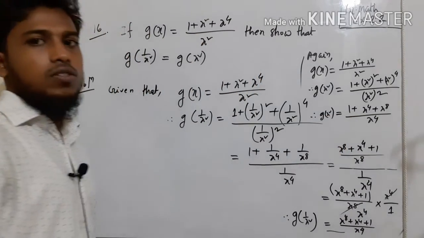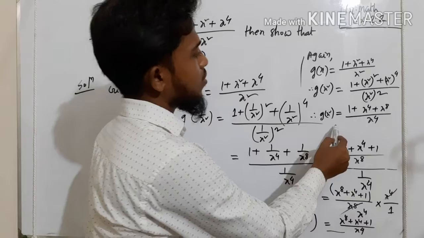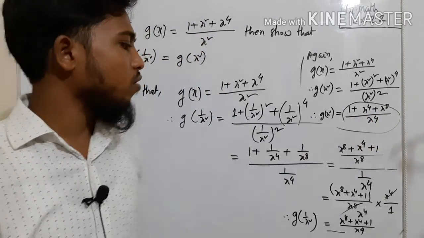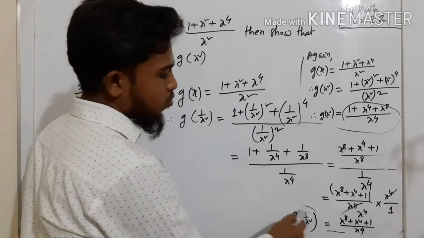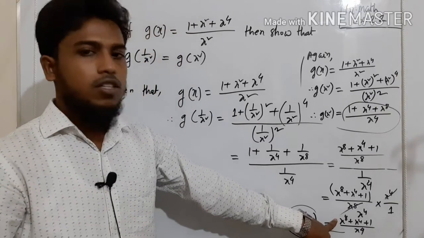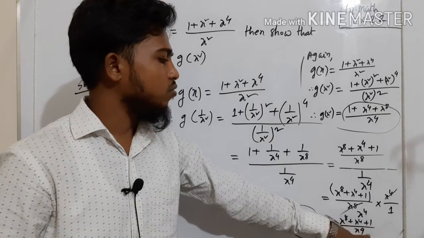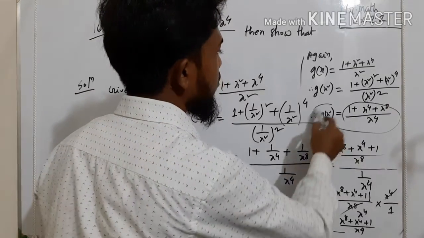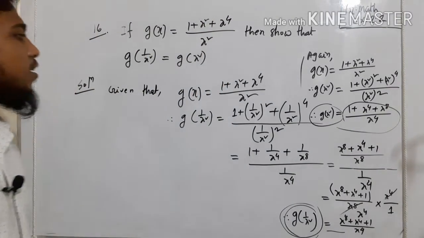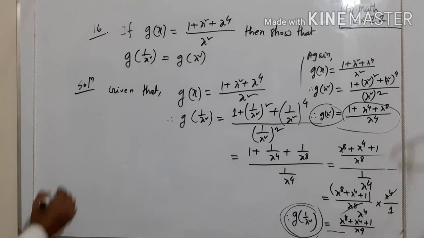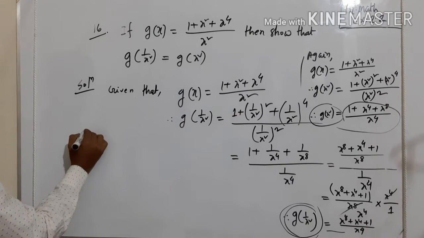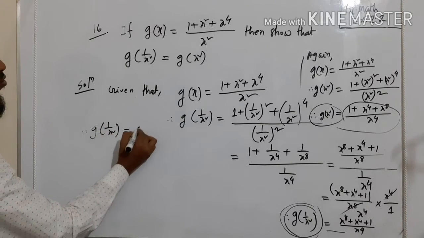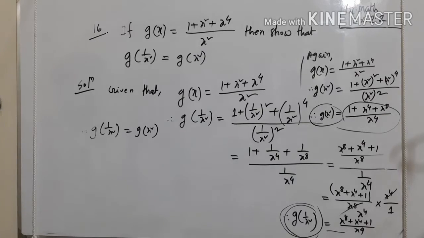So we see that g of x square value is (1 plus x power 4 plus x power 8) divided by x power 4, and g of 1 by x square value is (x power 8 plus x power 4 plus 1) divided by x power 4. So this value and this value are same. So finally we can say left hand side equal to right hand side, that is g of 1 by x square equal to g of x square.